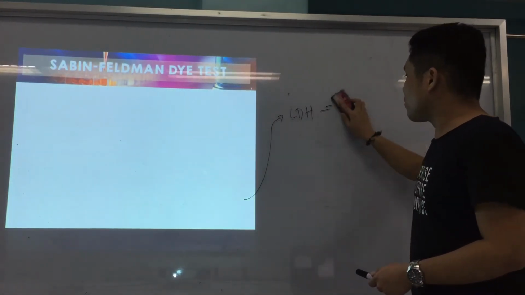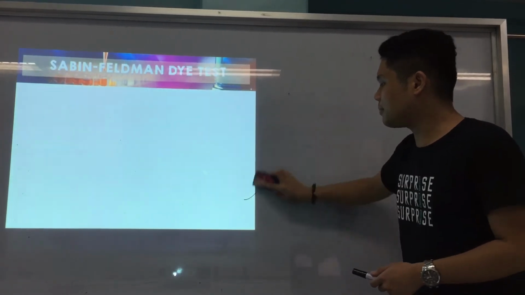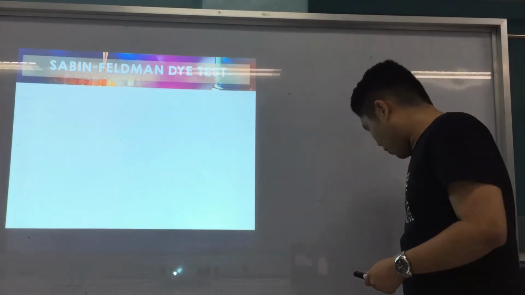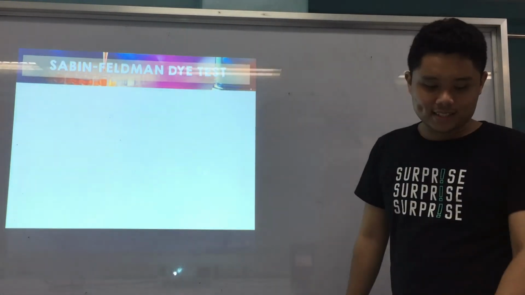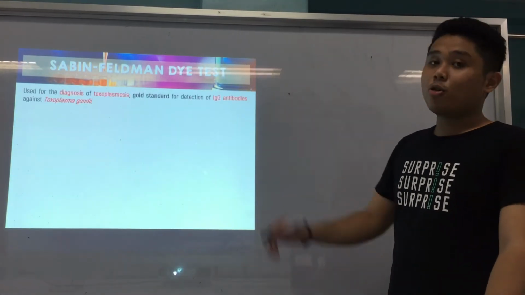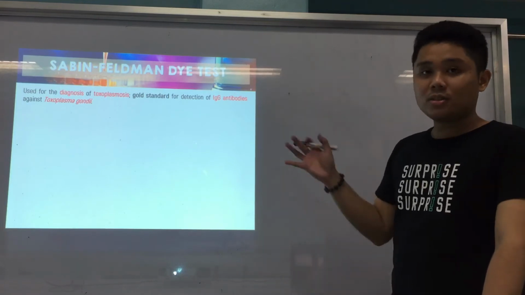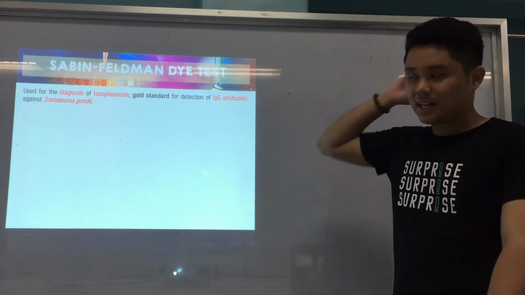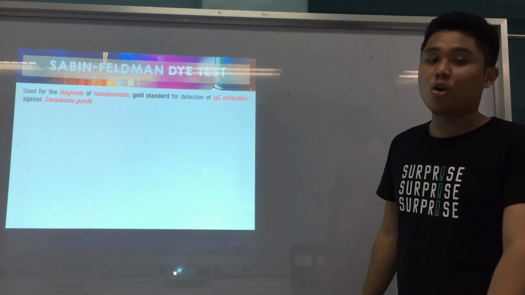Now we go to this very specific test, the Sabin-Feldman dye test. This test is the first serological test for toxoplasmosis. It's used for diagnosis of toxoplasmosis, and it is the gold standard, the reference method for the detection of IgG antibodies to Toxoplasma gondii.